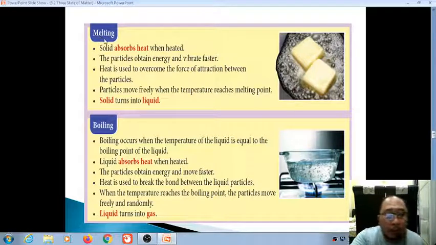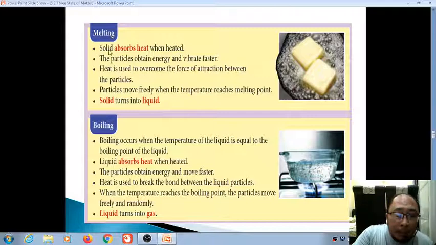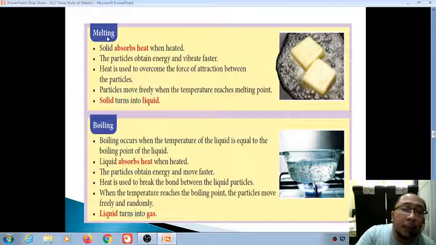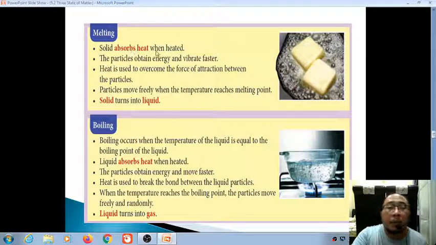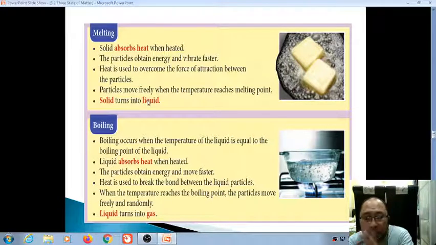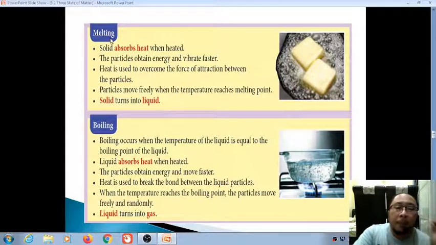What exactly happens during melting? Melting is when solid changes into liquid. Melting is a process in which solid turns into liquid. So what happens during the melting process? Solid will absorb heat when heated, so particles will obtain energy and vibrate faster. Heat is used to overcome the force of attraction between the particles. Particles move freely when the temperature reaches the melting point, so solid will change into liquid. At that point in which solid changes to liquid, we call it the melting process.